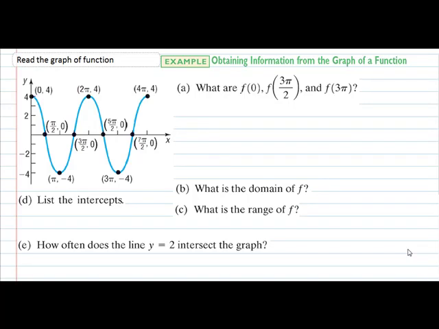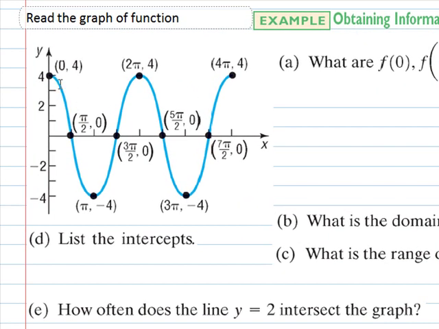In this example, I'm going to show you how to read the graph of the function and answer the following questions. A. What is f of 0? Remember, f of 0 means I'm looking for the value of y when x is 0. So when you read the graph, on our x-axis, when x is equal to 0, our y is 4.